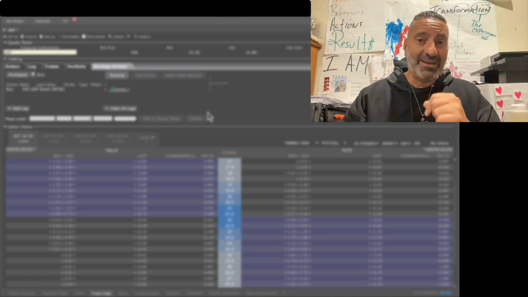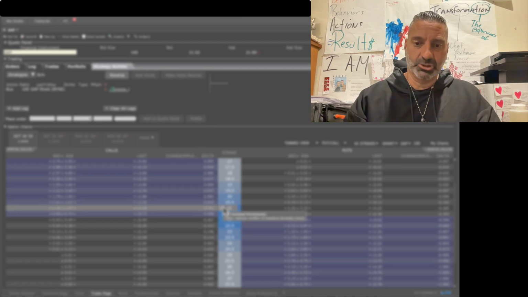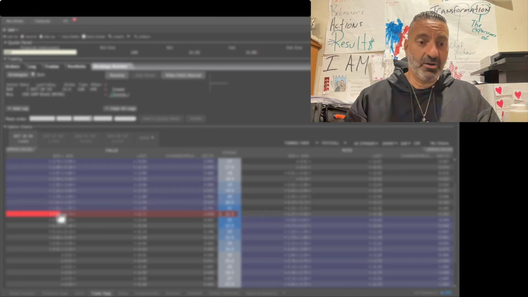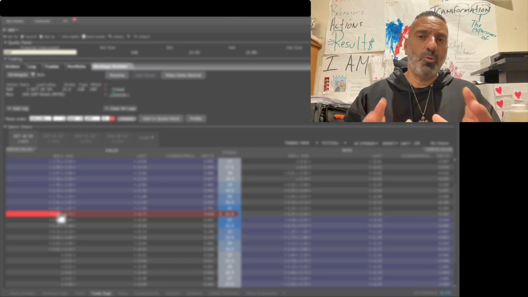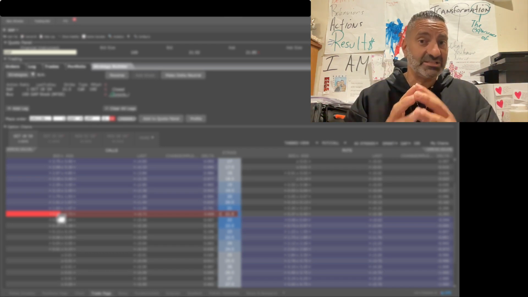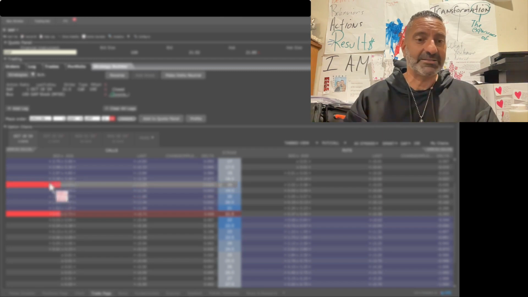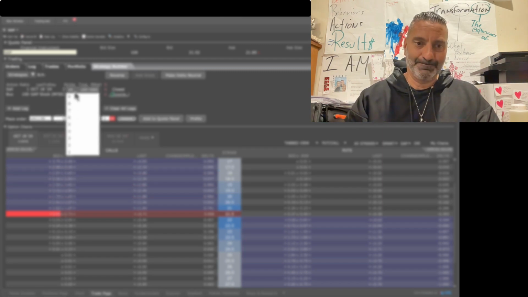So I've added the stock to the strategy. I'm now selecting the contract that I want to add to the stock. And I select the contract. Then I want to tell the system how many of these shares and these contracts that I want to purchase and create. I'm actually going to put 10.